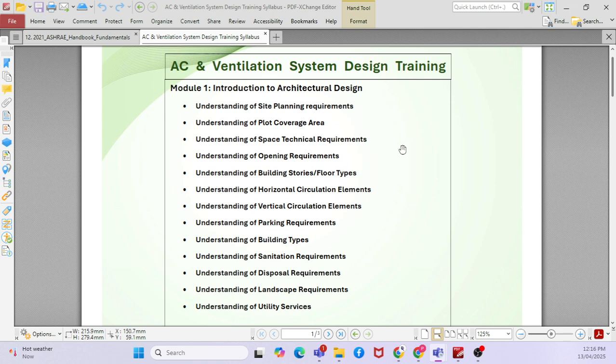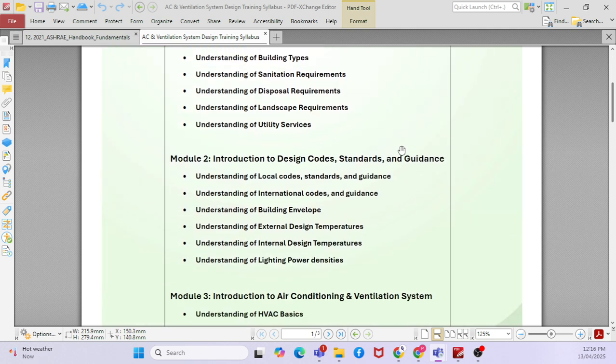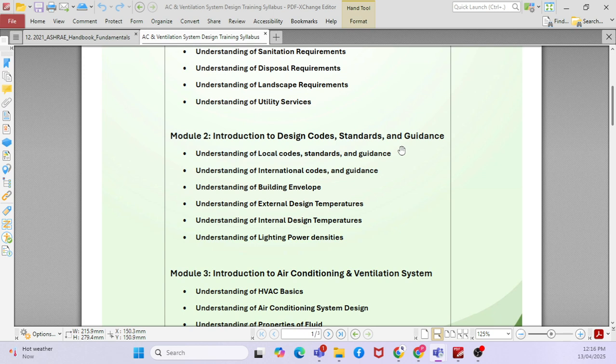Once you are thorough in the architectural design, then we move to the design guidance. For example, you have local guidance, which applies where you're designing the project. You should understand the local requirements and local guidelines of that particular location. Each and every country, each and every state, each and every location has local guidelines. You should comply with the local guidelines.